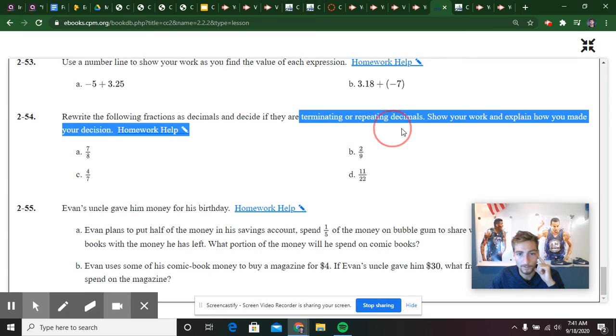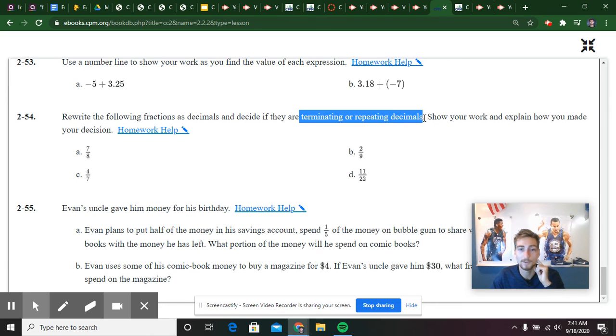And then here we're talking about terminating and repeating decimals. So think about terminating, right? I am the terminator. I will end you. So terminate means end, repeat. Well, that means you'll repeat and continue to go on forever, basically.